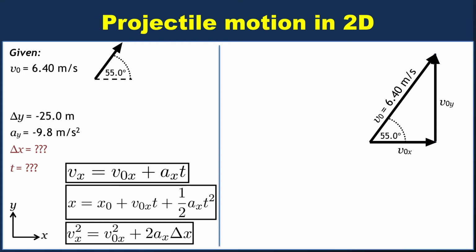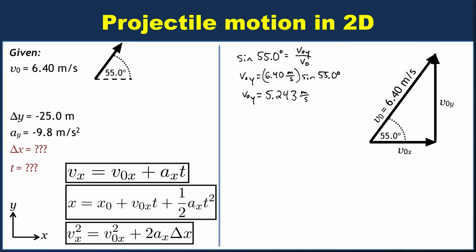Let me show you. So looking at that triangle, we know that the sine of 55 degrees must be the ratio of the opposite side to the hypotenuse. That means that the sine of 55 degrees is the ratio of v0y to v0. Well, we can easily solve for v0y because we know the value of v0, right? It's 6.40 meters per second. So let's do that. v0y is just 6.40 meters per second times the sine of 55 degrees. Put that into your calculator, and you should get out that v0y is 5.243 meters per second. Now, that won't be the y velocity throughout the entire problem, but it is the initial y velocity. Let's write that over on the left, and we'll use it later.